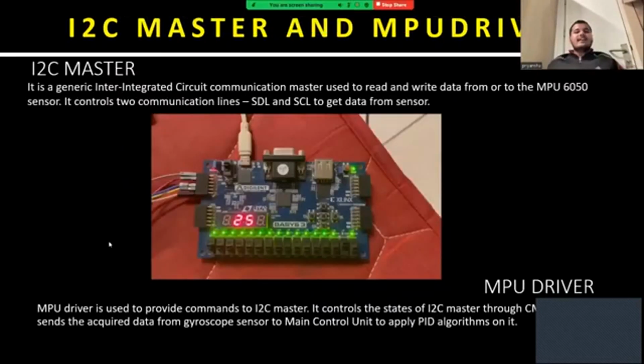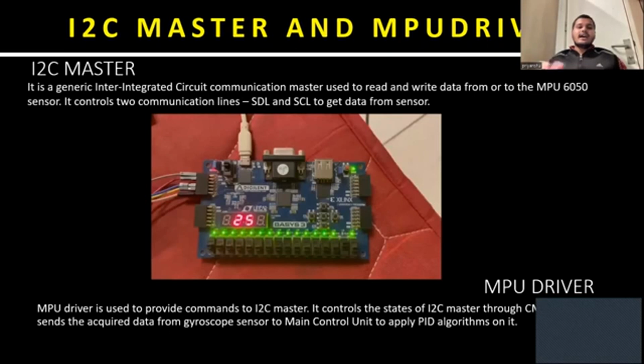Next part is I2C communication, and it contains 2 modules, I2C master and MPU driver. I2C master is a generic inter-integrated circuit communication master used to read and write data from or to the MPU6050 sensor. It controls two communication lines, SDA and SCL, to get data from the sensor. To control I2C master, we use the MPU driver module. MPU driver is used to provide commands to the I2C master. It controls the states of I2C master through command signals. It sends the acquired data from the gyroscope sensor to the main control unit to apply PID algorithms on it.